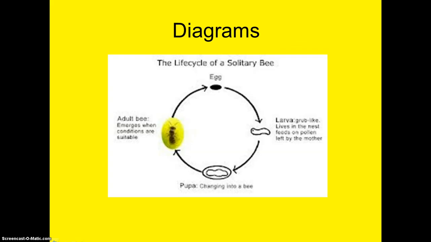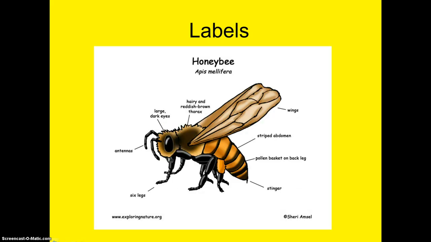Diagrams are drawings, images, or sketches that are used to explain or to show relationships. Here is a diagram of the life cycle of a bee. Labels are used along with photos or diagrams to identify the parts of something and show where those parts are. Look at the labels of the parts of a bee.